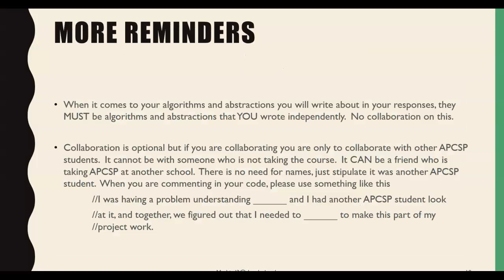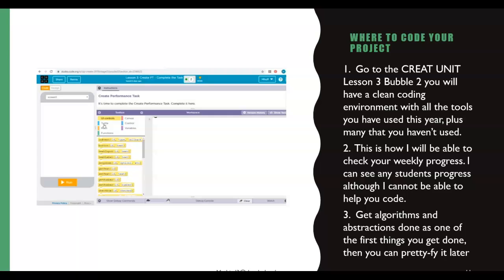Next thing, when it comes to your algorithms and abstractions that you write about in your responses, they must be algorithms and abstractions that you wrote independently. No collaboration needs to be going on in this. And then collaboration, I've given you how you could document that. The next thing, the last thing that I'm going to give you, two more things before I run out of time here.